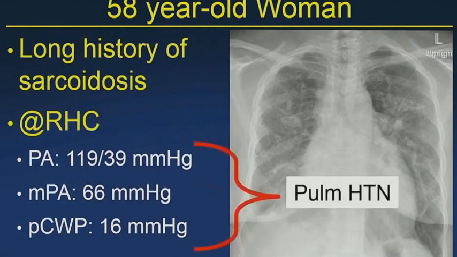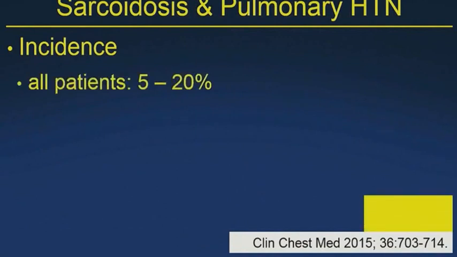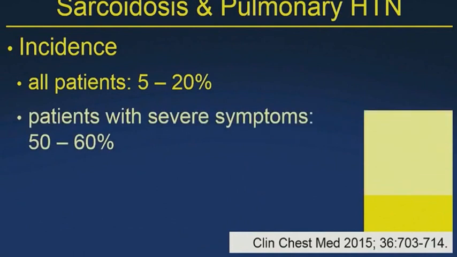She was taken to right heart cath. It showed these numbers, which I won't belabor, but are consistent with a diagnosis of pulmonary hypertension. So I just wanted to talk for a minute about sarcoidosis and pulmonary hypertension. All right, the overall incidence is variable. So if you look at all sarcoid patients, somewhere between 5 and 20% will develop pulmonary hypertension.